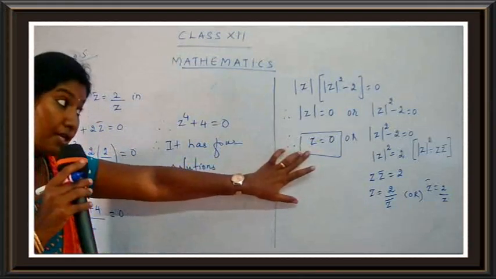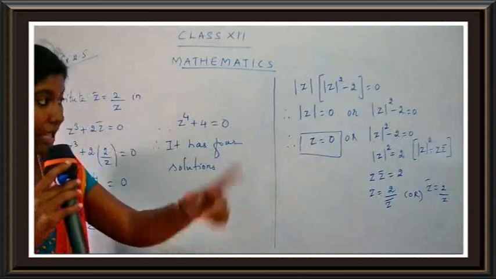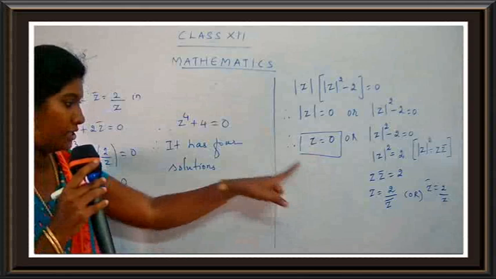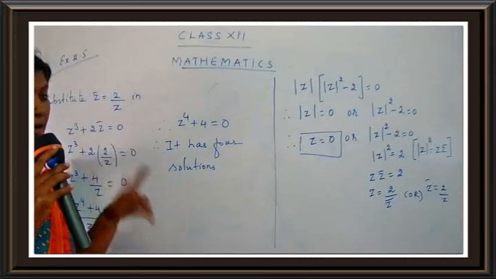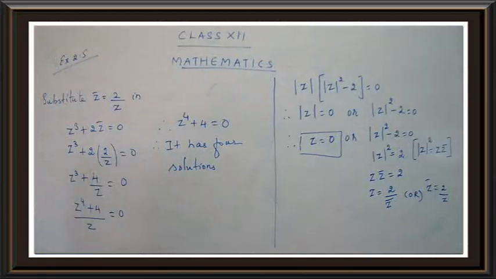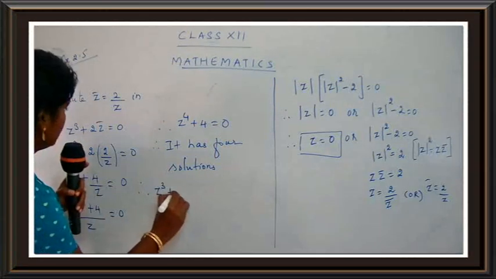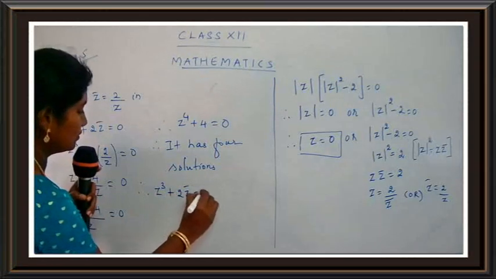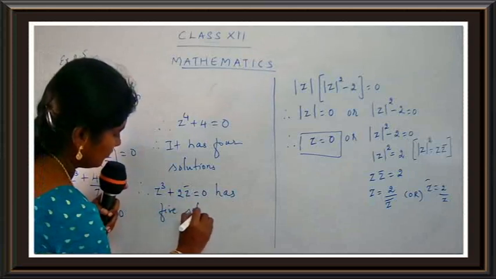What was the one solution over here? z is equal to 0. So we have found already one solution, and along with it, how many solutions are you going to get? 4 solutions. So 1 plus 4, 5 solutions. Yes. So let us write down the answer. Therefore, z cube plus 2z bar is equal to 0 has 5 solutions.